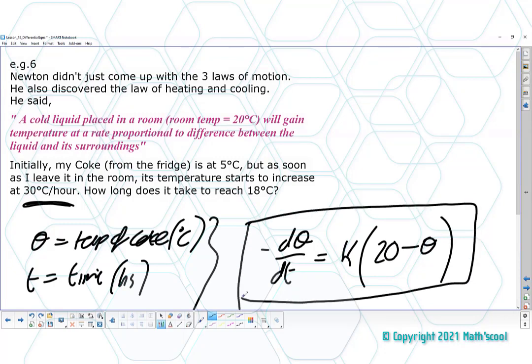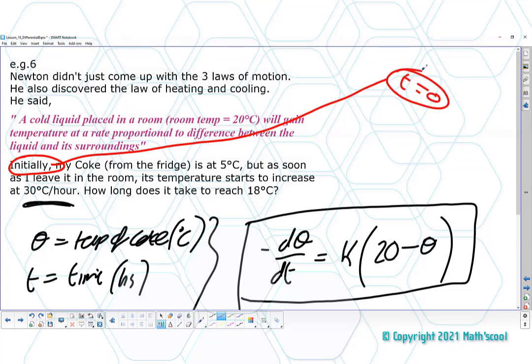Now, what information have they given us here? They've said initially means T is 0. T equals 0. The Coke is at 5 degrees C. Theta is 5 degrees C. And its temperature is increasing, and d theta by dt, oh, hold on, I've written minus d theta by dt. I shouldn't have written minus d theta by dt, I should have written d theta by dt.